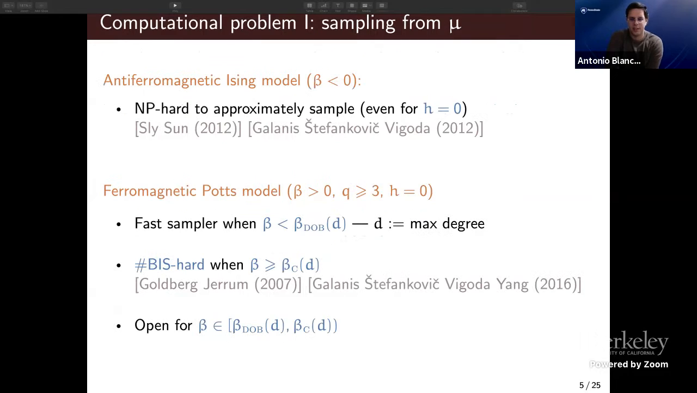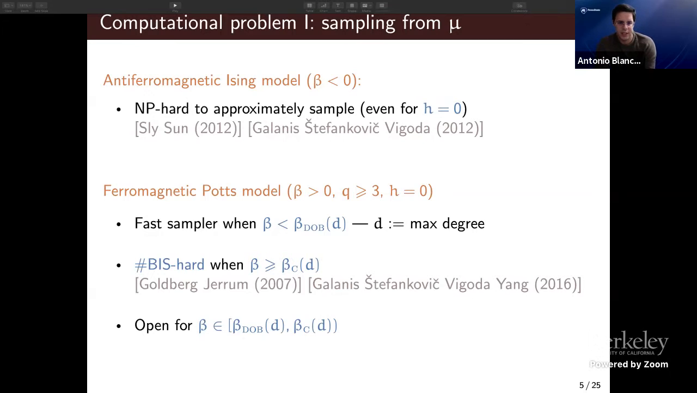Okay, so that's for the ferromagnetic case. For the antiferromagnetic case, the situation is less promising, because here, even when we have no field, we know that it's NP-hard to generate approximate samples.